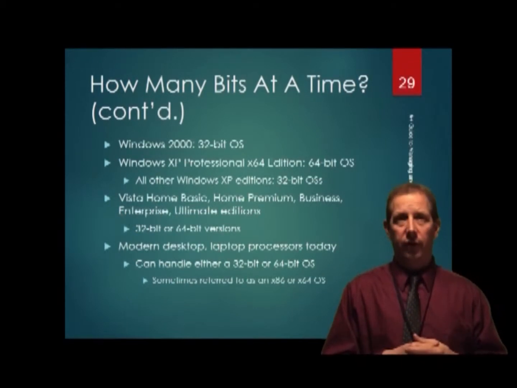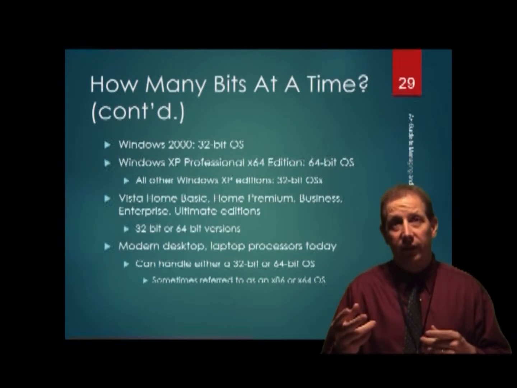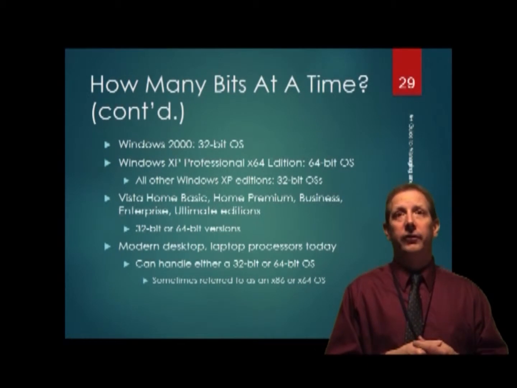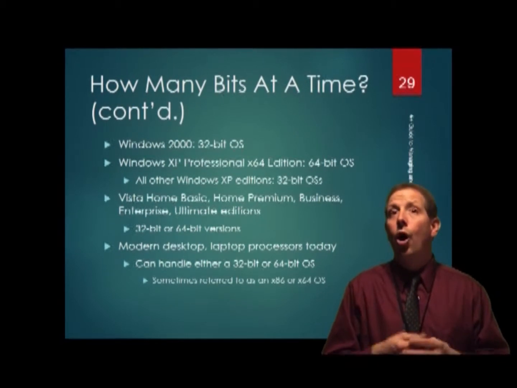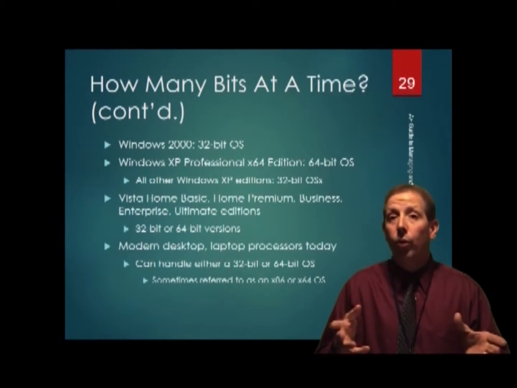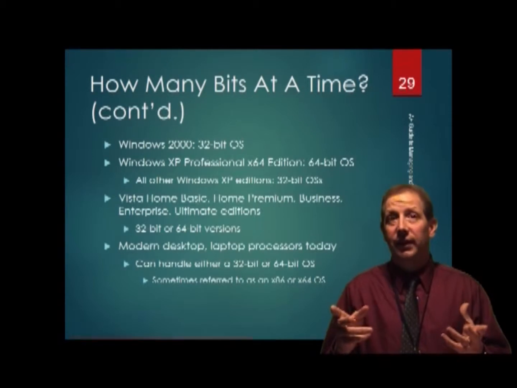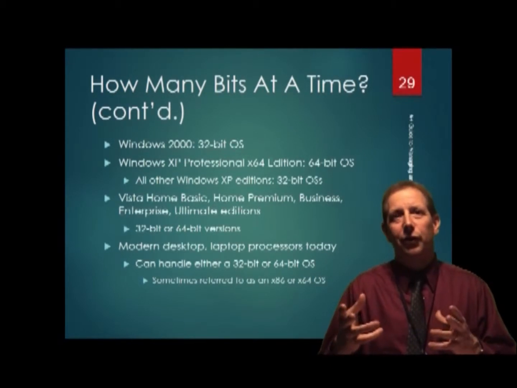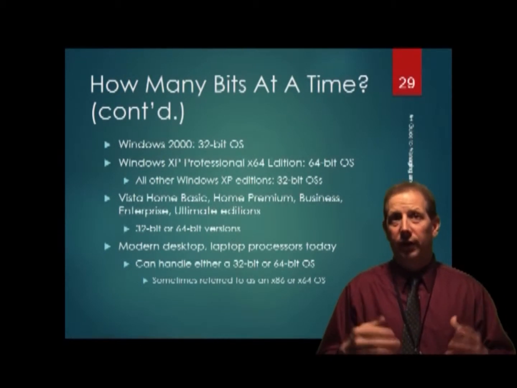Windows 2000 is a 32-bit operating system. Windows XP Professional x64 Edition was a 64-bit operating system, and all the other Windows XP editions are 32-bit operating systems. Vista Home Basic, Home Premium, Business, Enterprise, and Ultimate all come in either a 32 or a 64-bit version. What's really cool with Vista is that when you purchased the retail version of the Ultimate Edition, because you spent so much money, you got the 32-bit DVD and the 64-bit DVD. They were included in the same package.